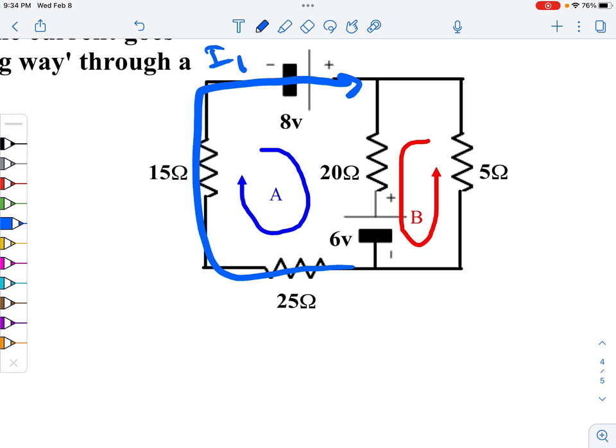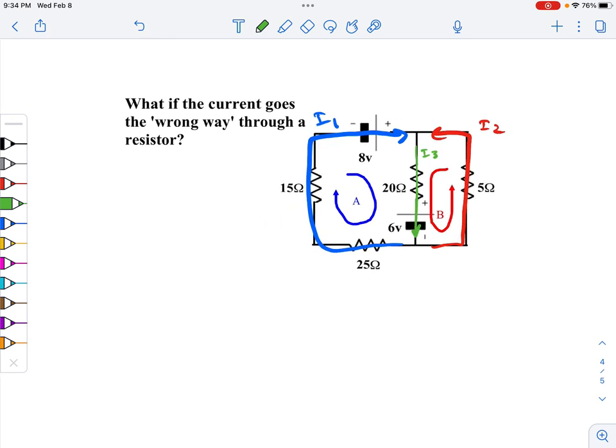But that means we've got to have loop B. Go around, be consistent. So loop B goes around, and then this current that's flowing through this, it goes through all this. This would be all I2. And then I1 and I2 would come together and flow through the 20 ohm. We'll call that one I3, and the voltage source.